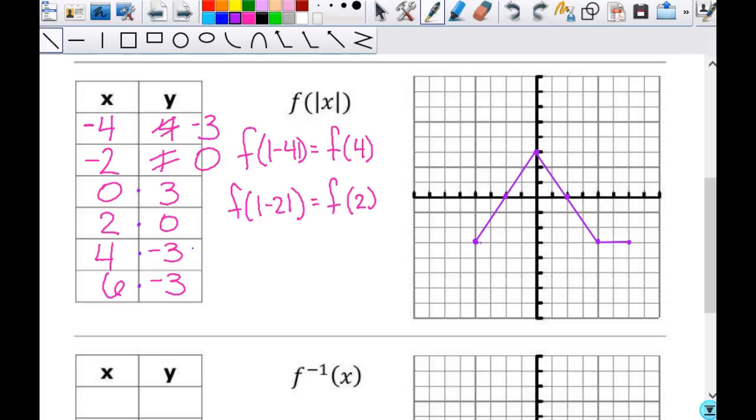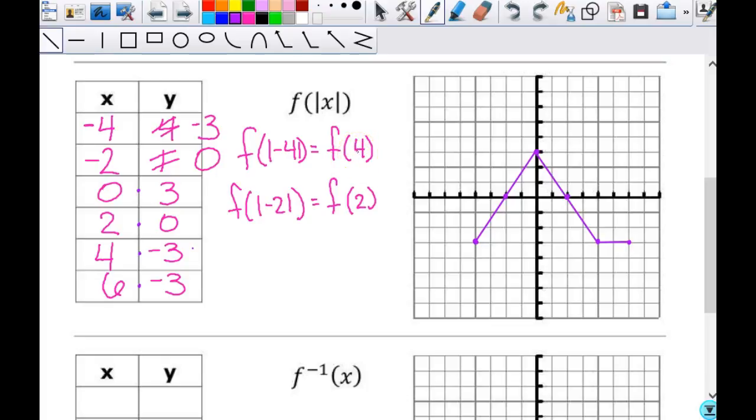Okay, yes, ma'am. -4, when you plug in an x of a -4, you're taking the absolute value of -4 before you evaluate it. So the f of the absolute value of -4 is actually the f of +4. Does that make sense to you?